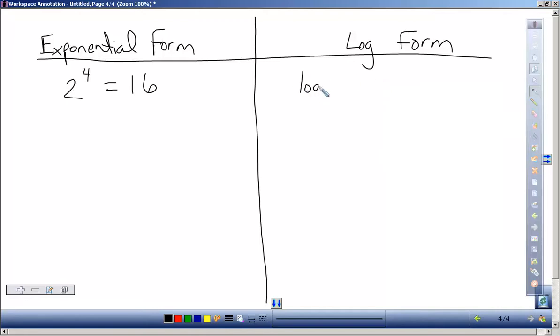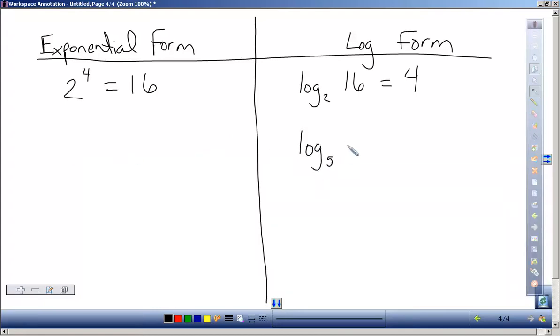I could write the exact same thing in log form because we know that log base 2 of 16 was equal to 4. This is the same statement, the same 3 numbers, 2, 4, and 16, but this is the way I would write it as a log, and this is the way that I would write it as an exponential. Now, when it's all numbers, it's not nearly as big a deal. Obviously, it's much more useful if we are talking about something with variables.